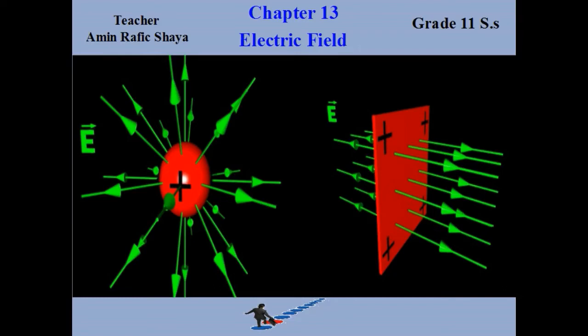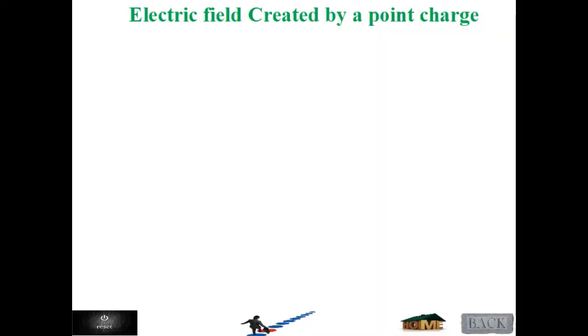We will explain Chapter 13, Electric Field. In this second video, we will explain electric field lines and the uniform electric field. We'll start with the electric field created by a point charge.